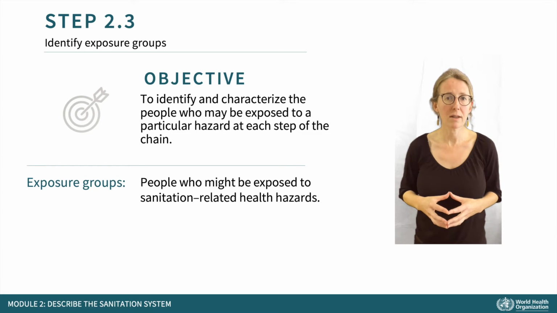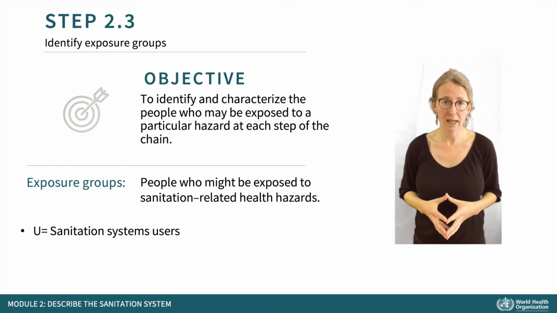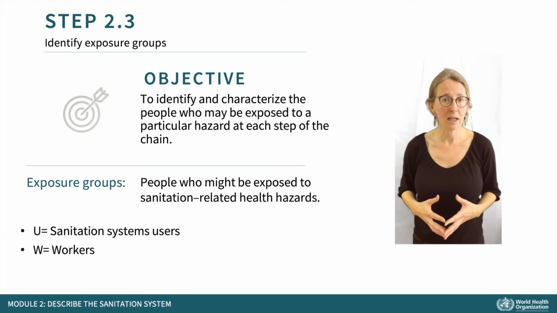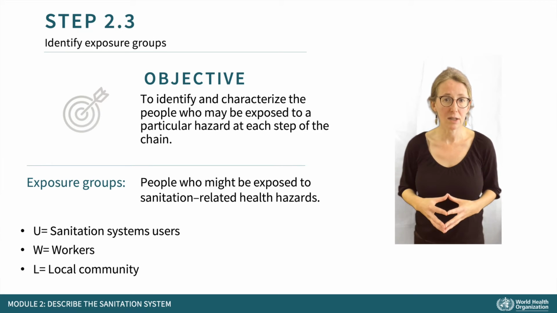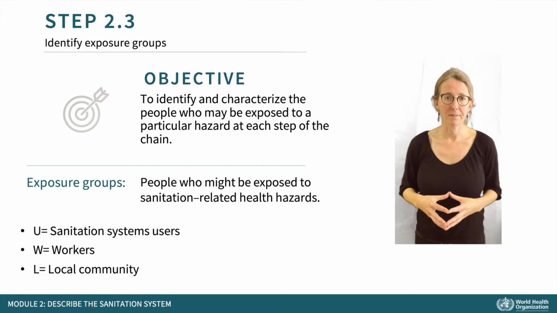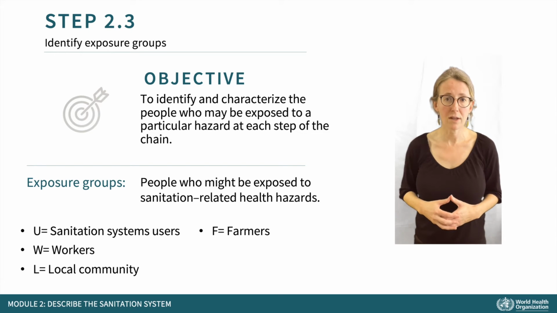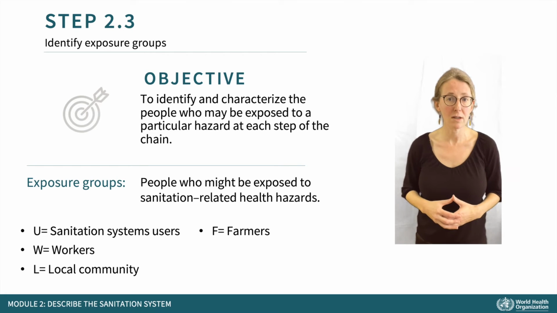These are called exposure groups and are classified as sanitation system users, they are the people who use the toilet; workers, they are the people responsible for maintaining, cleaning, operating, or emptying the sanitation technology; local community, who is living near the sanitation technology or farm in which the material is used and may be affected; farmers are the persons who are using the sanitation products, such as untreated, partially or fully treated wastewater, biosolids, or fecal sludge.